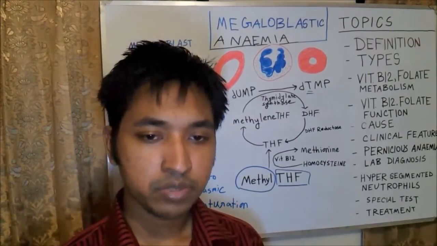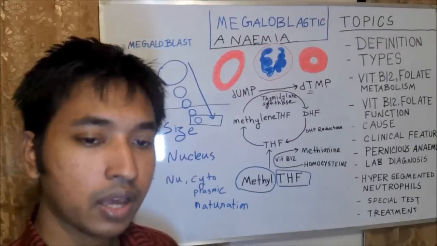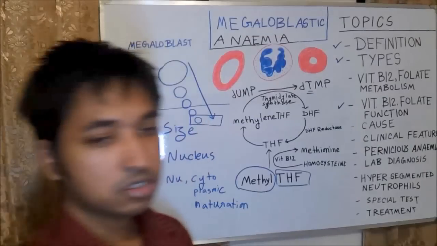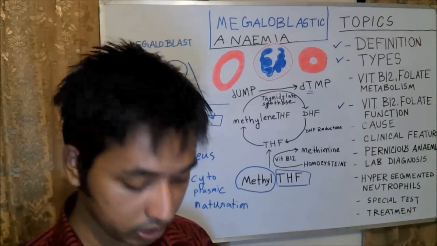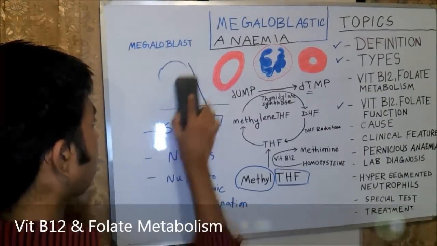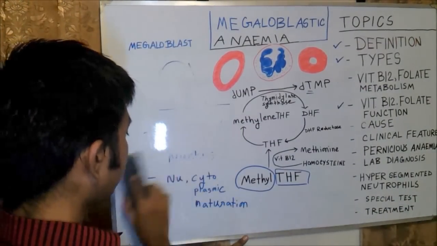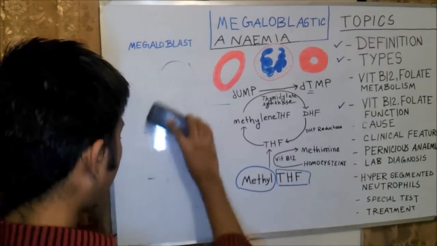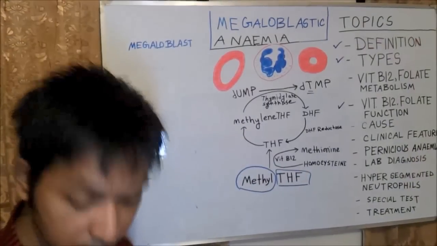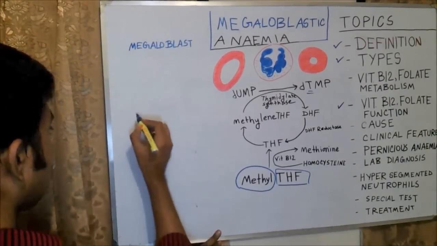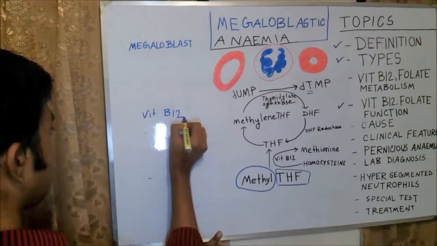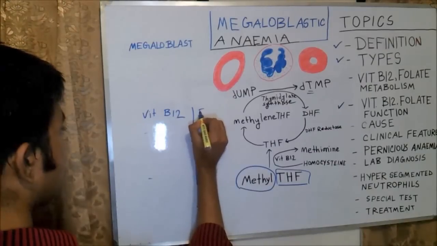So now that we have discussed the role of vitamin B12 and folate in DNA synthesis, we are ready to discuss vitamin B12 and folate metabolism. In your textbook you will see a chart comparing the metabolism of vitamin B12 and folate, and that chart is important for your MCQ. I am writing the key points from that chart. On one side I am writing vitamin B12 and on the other side folate.